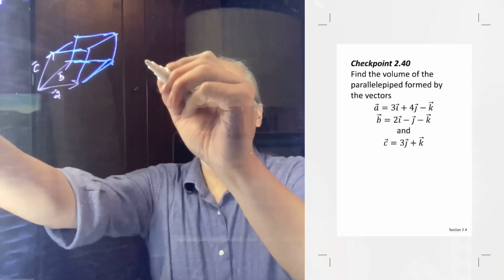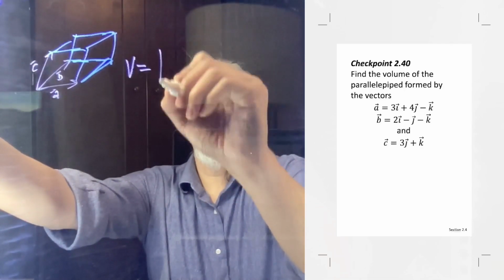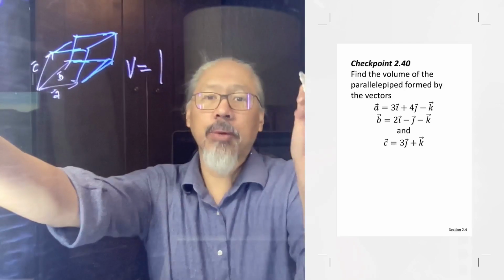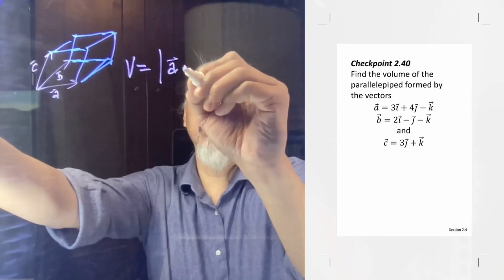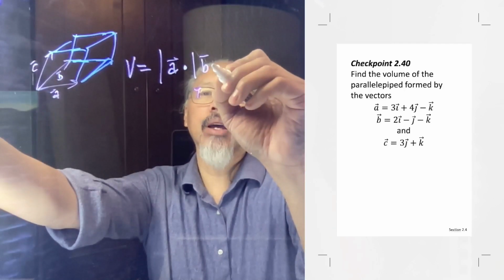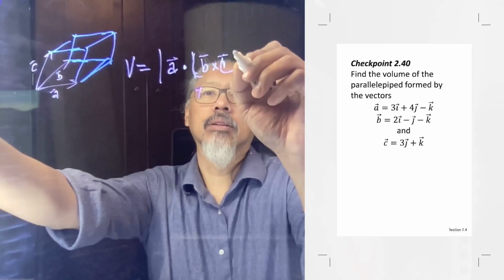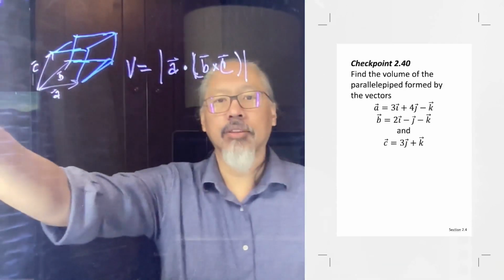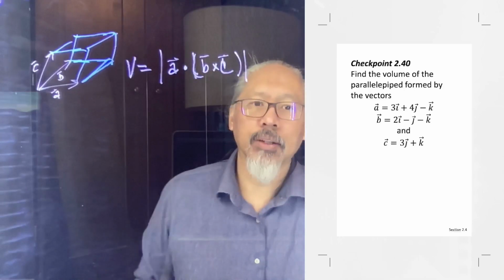Here, let's just say that the volume is equal to the triple scalar product. There's also a possibility that the triple scalar product might be a negative number, so we usually take the absolute value of our triple scalar product. Okay, so let's find it.